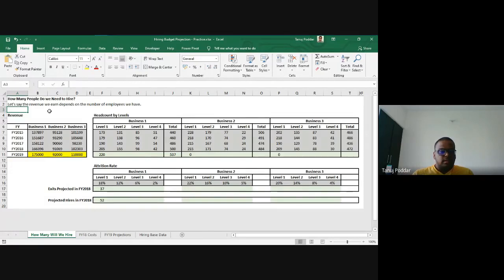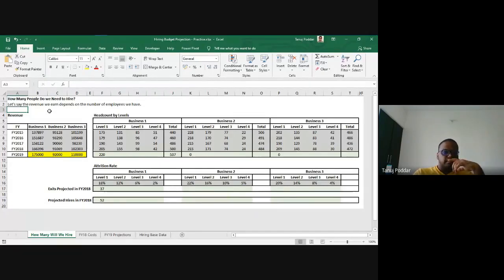Okay, let's say the revenue that the company is earning is directly dependent upon the number of people that it has. Right, so that becomes a way to say that in case the revenue is going to increase, then my headcount is also going to increase. In case the revenue is going to decrease, then I probably need fewer people to generate that much revenue, right? So that is the base assumption with which we start working.